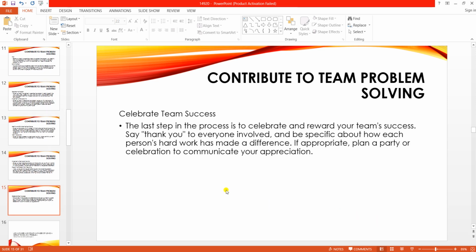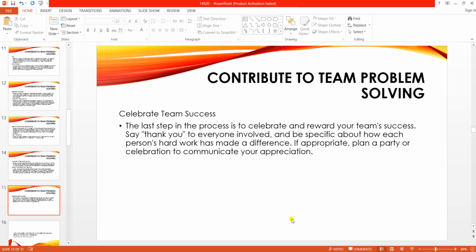And lastly, you've got celebrating the team's successes. This is where you would reward your team, saying thank you to everyone involved in contributing to the team, and be specific about how each person's hard work has made a difference. That is important. That needs to be emphasized a lot. You need to always plan a celebration to communicate your appreciation to your team for their hard work.